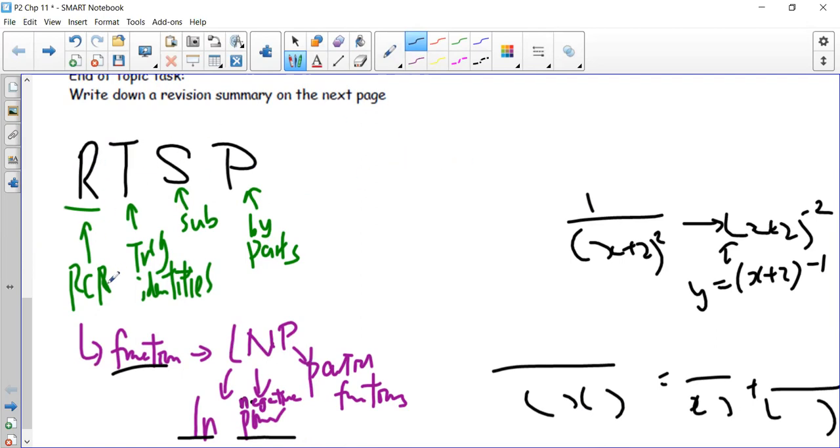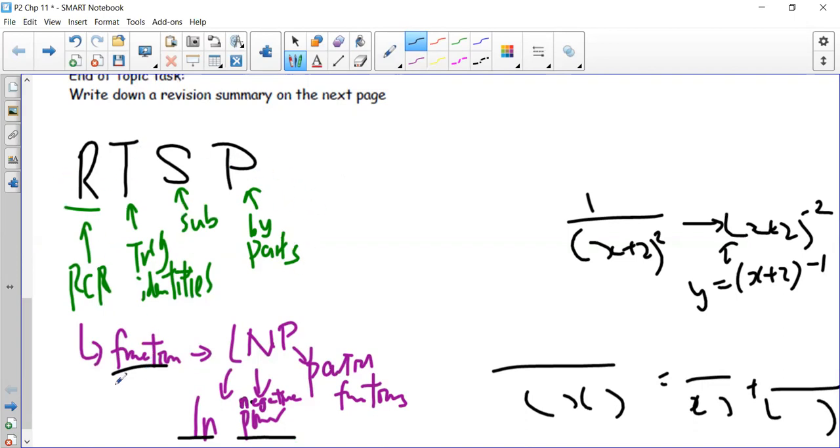R means reverse chain rule, so you should always consider reverse chain rule. T means trig identities. S means substitution. Usually a question will tell you what to let u be. And then by parts. By parts is about the product, so when you have to integrate a product, you can use by parts. By parts is also in the formula booklet.